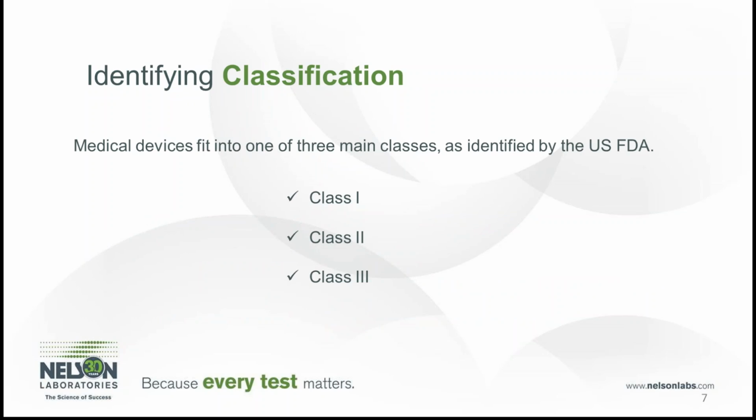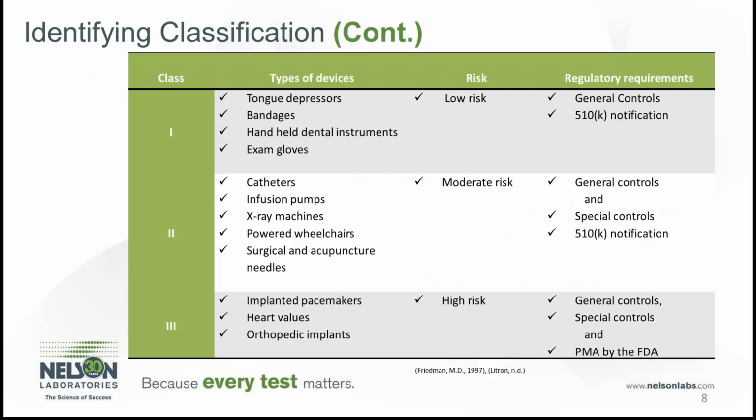Next step, as we talked about, is that under this design qualification, you need to know the path or the classification your device will go down. According to the US FDA, there are 3 classes that medical devices fall into: Class 1, 2, and 3. This table depicts each class by the type of device, the risk category, and the regulatory requirements. Let's go over Class 1 real quick. Class 1 is the lowest risk level, and Class 3 is the highest.